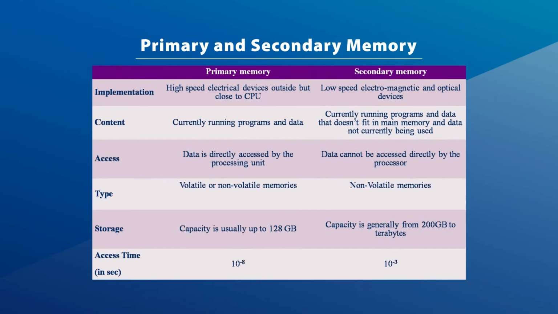Now, if we compare primary and secondary storage a little, we can say that primary memory is the memory where the content or data which is currently in execution is kept.